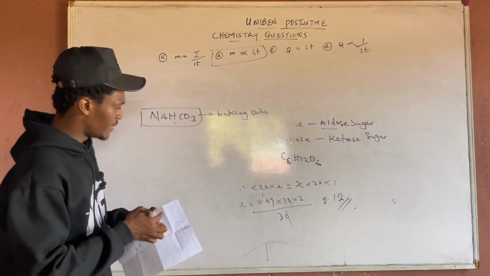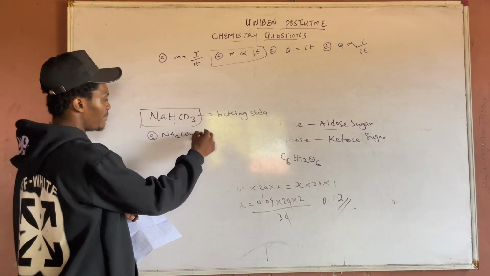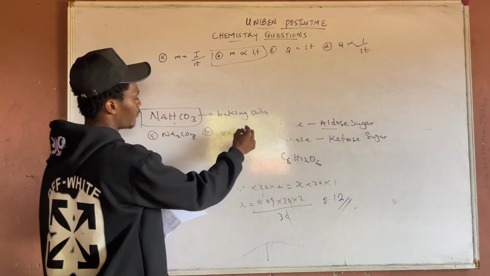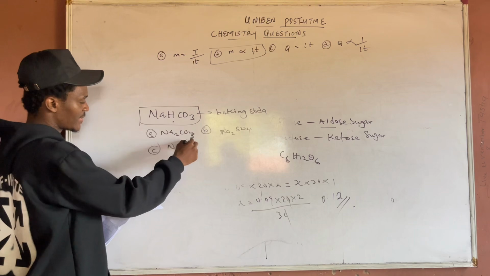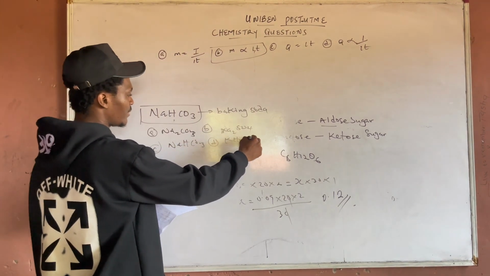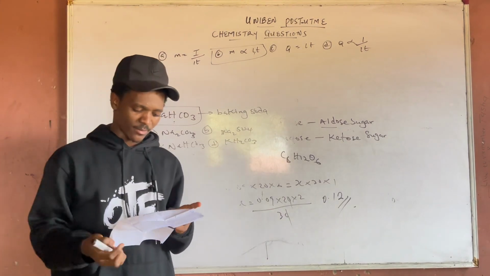The options that were given were A, Na2CO3, then B, Na2SO4, then C, NaHCO3, then D, KH2CO3. So the best option is actually C. All right. So that's the answer to the question.